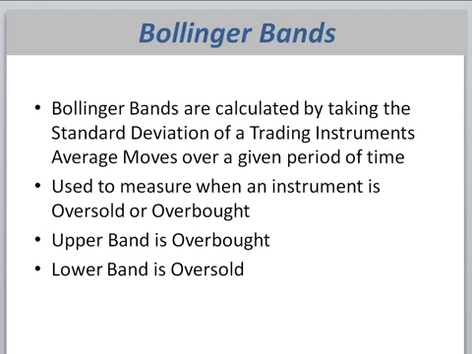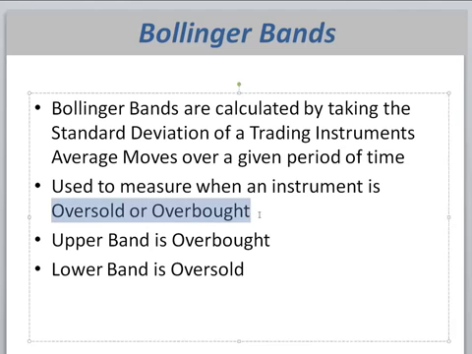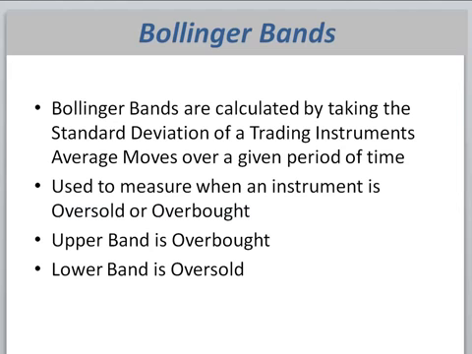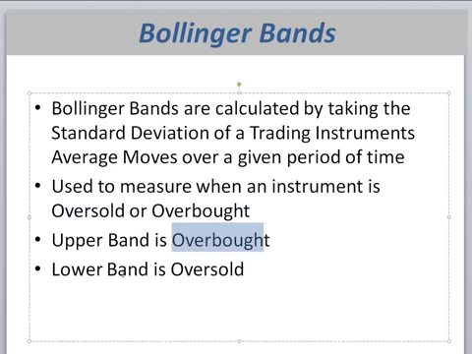Bollinger Bands are calculated by taking the standard deviation of a trading instrument and the average moves over a given period of time. Basically, what you've got to know is that they're used to measure when instruments are oversold or overbought. That's the main thing. If a trading instrument trades up to its upper band, that means it's overbought. If it trades to its lower band, that means it's oversold.